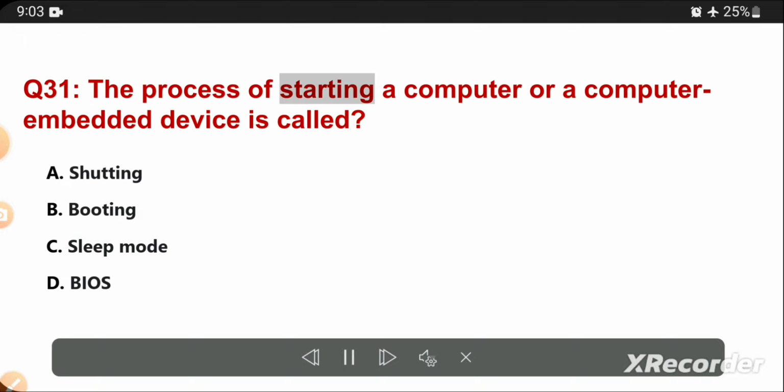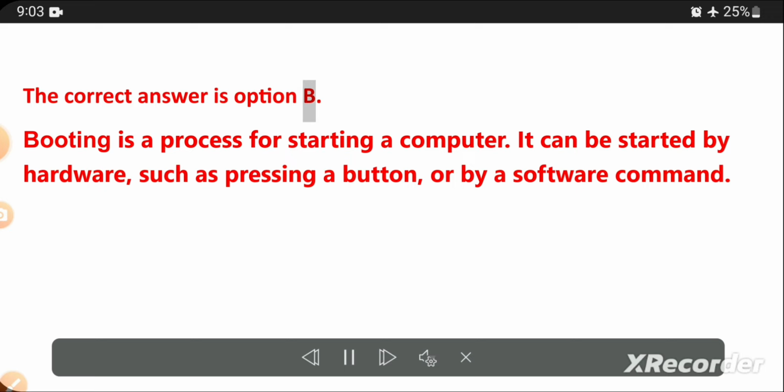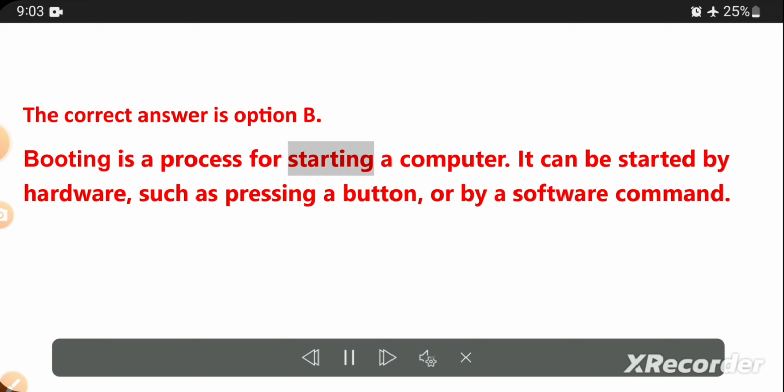Q31. The process of starting a computer or a computer-embedded device is called shutting, booting, sleep mode, BIOS. The correct answer is option B. Booting is a process for starting a computer. It can be started by hardware, such as pressing a button, or by a software command.